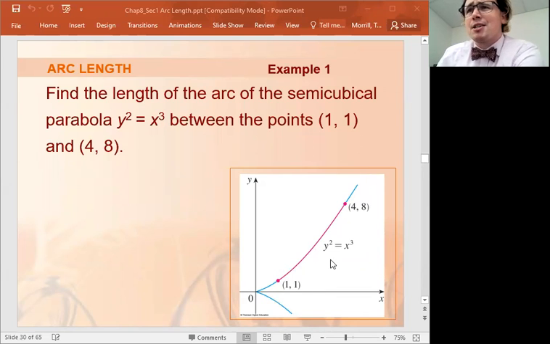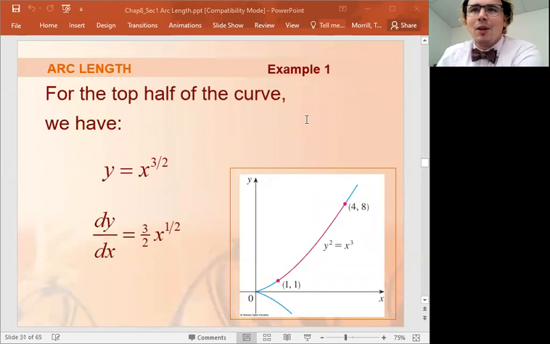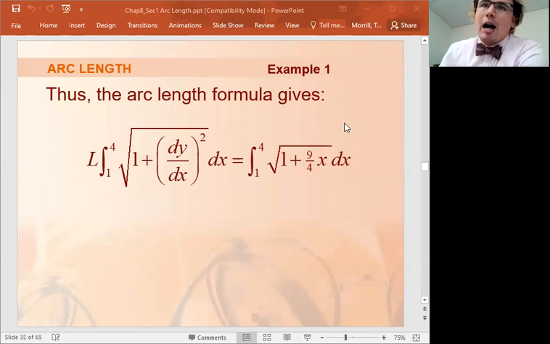Y squared equals x cubed. That's not a function of x. Okay, well, top half of the curve, I could say that y equals x to the 3/2 power. All right, fine, that is a function. dy dx then is going to be 3/2 x to the 1/2 power. Simple power rule.